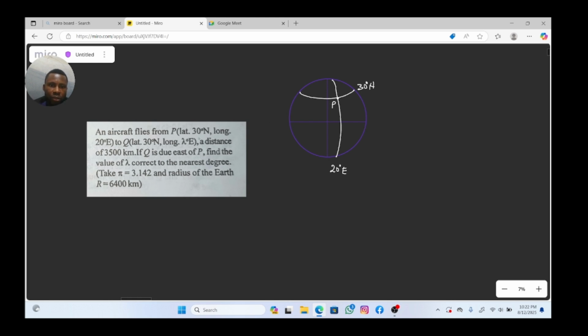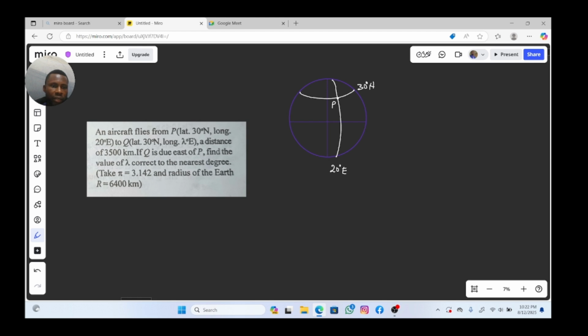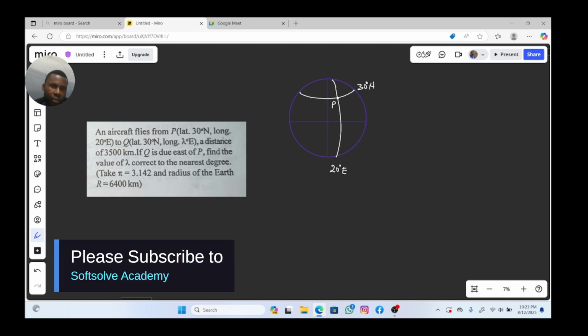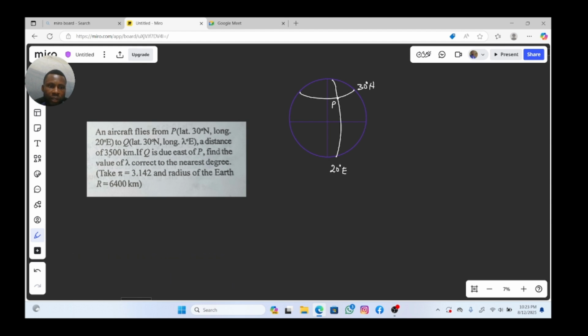Now the aeroplane flies from that particular point to another point, and that new point is Q, and the latitude is 30, which is already drawn, so I'm not going to redraw it again. Then lambda degrees east, a distance of 3,500 kilometers. Now if Q is due east of P, so it's on the eastern side of P, that means I have to shift from this P down to this eastern side. So this is where Q will be found. All right, and that is lambda degrees east. Okay, so where the two points meet, this latitude 30 and this lambda east, is our Q.